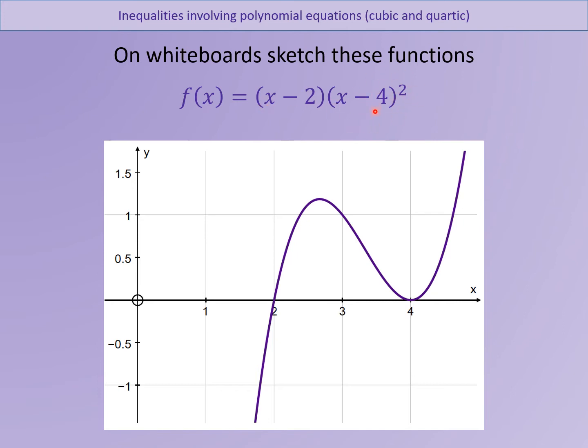So the repeated root tells us that at x equals 4, the curve doesn't cross the x-axis, but it touches the x-axis and changes direction. We've also got a single root at x equals 2, so that tells us that the graph crosses the x-axis at 2. If we were to multiply out the numbers at the end, we would get -2 times 4 times 4, which is -32. So just off the screen here, this graph would also be crossing the y-axis at -32.